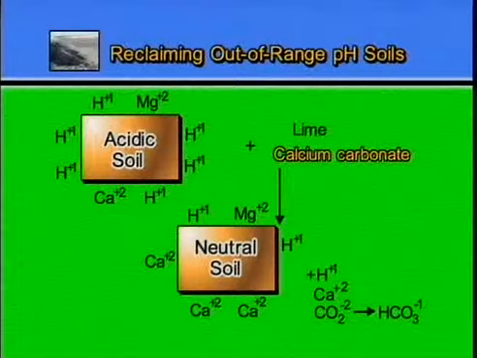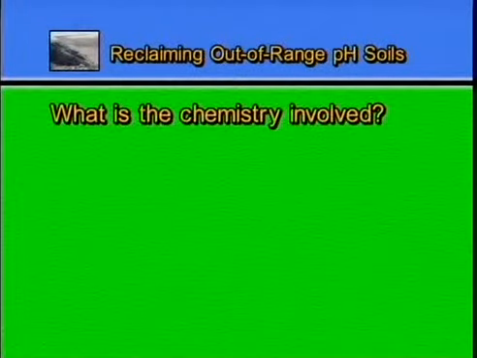So what I would like you to understand about what we've just talked about on reclaiming alkaline and or acidic soils is what is the chemistry involved in this process. In other words, how is it that gypsum can be utilized to modify or lower the pH of an alkaline or sodic soil? And how is it that lime or calcium carbonate, or could it be dolomitic lime, calcium magnesium carbonate, how are these materials effective in increasing the pH of acidic soils?